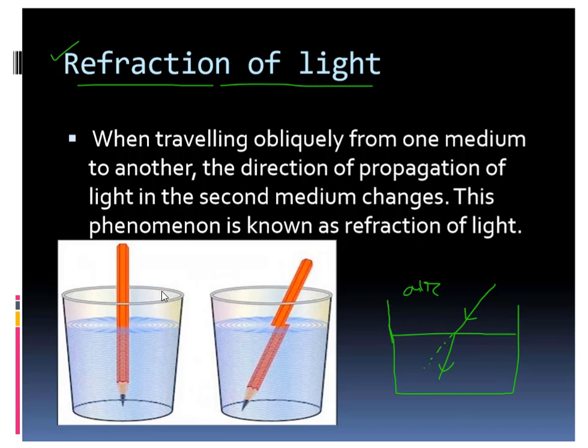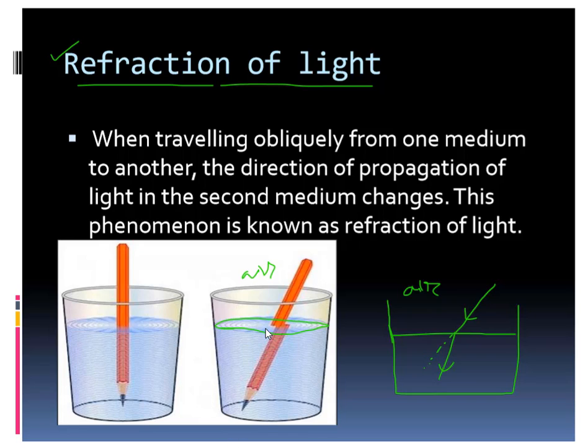So with the help of this diagram, we try to understand: when traveling obliquely from one medium to another, the direction of propagation of light in the second medium changes. So here in this glass, if you see, this is the layer of water, and above this layer of water, air is present. Here this is air, here this one is water. So this is a pencil.